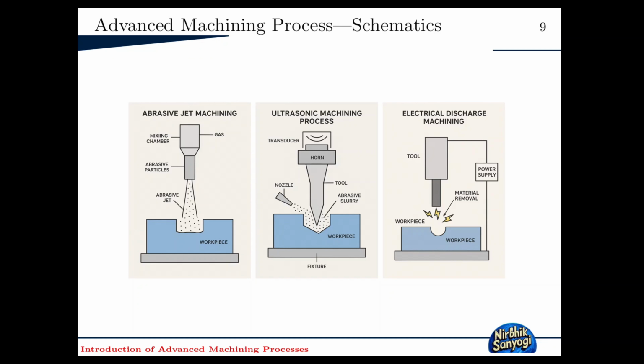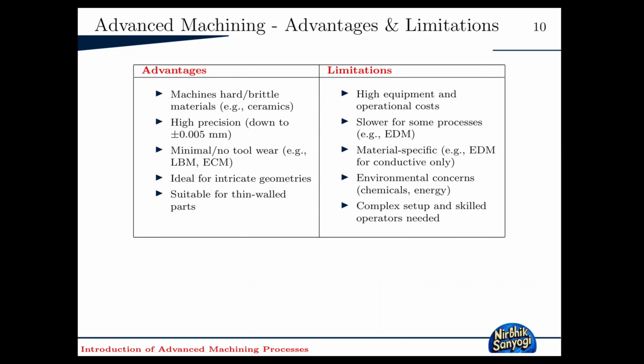Similarly, for ultrasonic machining, there are ultrasonic wave vibrations and the tool gets vibrated, and through the nozzle a lot of abrasive slurry is passed. With the combined effect of tool vibration plus the high speed abrasive slurry, the workpiece gets shaped.